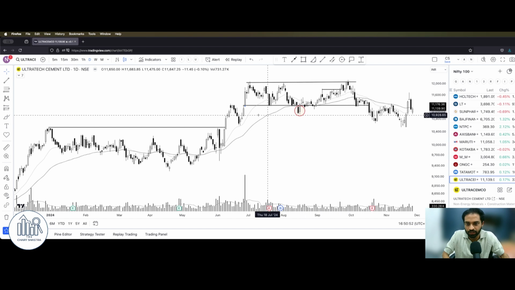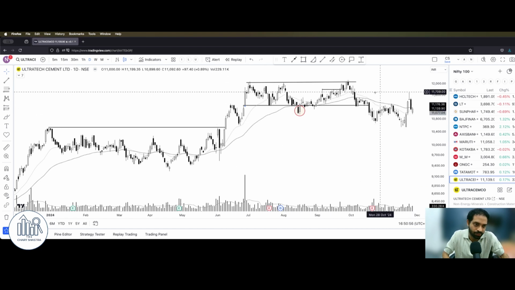Ultratech Cement, there was a little hype before the budget, but again it has been sideways from July onwards.